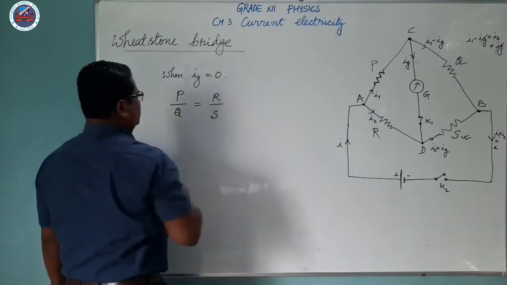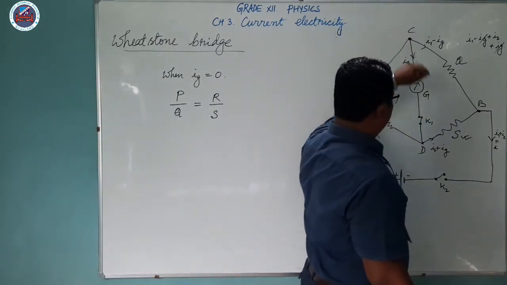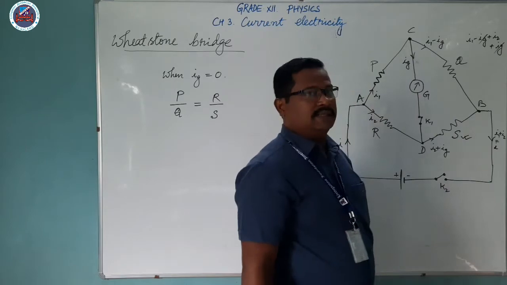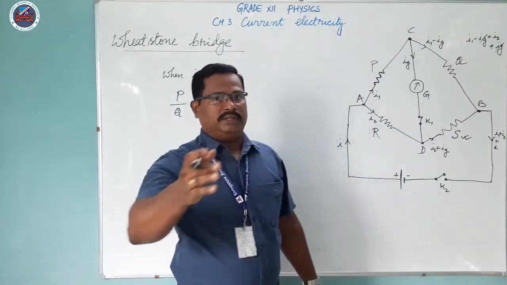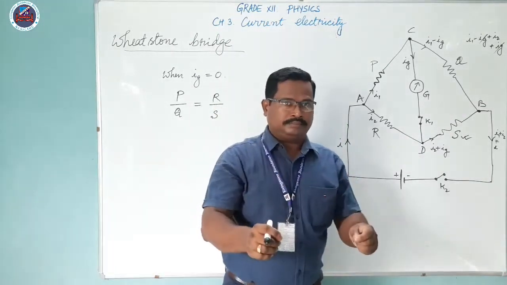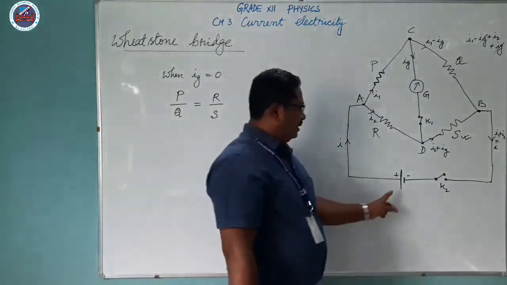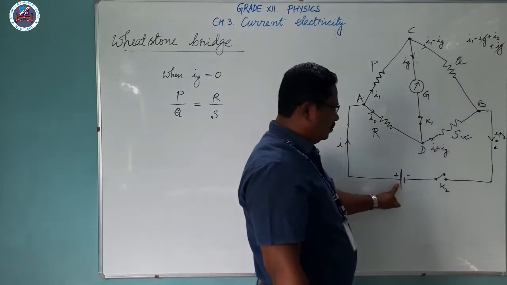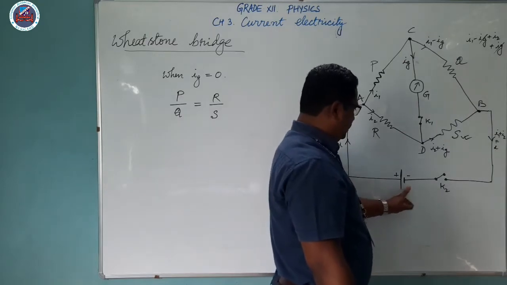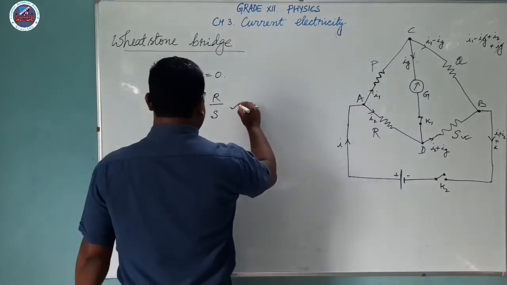This Ig becomes 0 when the potential at point C and the potential at point D are both equal. Then current won't flow. As we have discussed earlier, charges flow from higher potential to lower potential. But if both are at the same potential, then there will be no flow of charge. See here in the cell, potential here is more, here is less, so current flows. But if these two are at the same potential, then current cannot flow. So this is the balance condition of Wheatstone bridge.